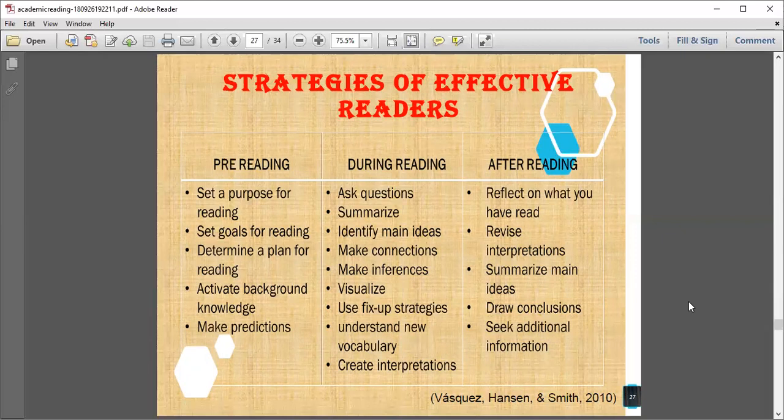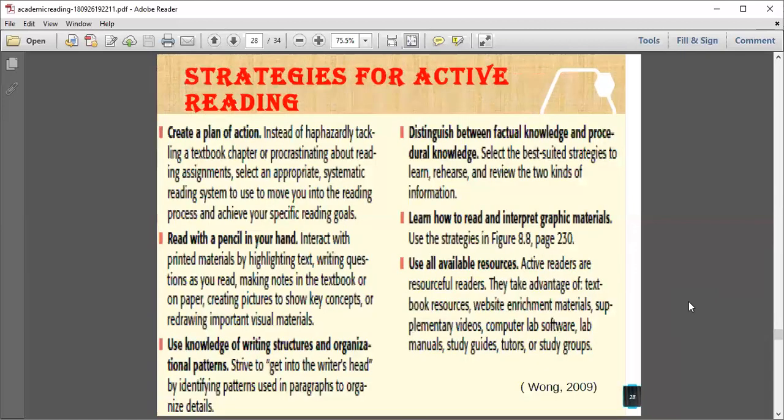During reading, what you have to do is ask questions. Summarize. Identify main ideas. Make connections. Make inferences. Visualize. Use fix-up strategies. Understand new vocabulary and create interpretations. Then after reading, reflect on what you have read, revise interpretations, summarize main ideas, draw conclusions, and seek additional information.